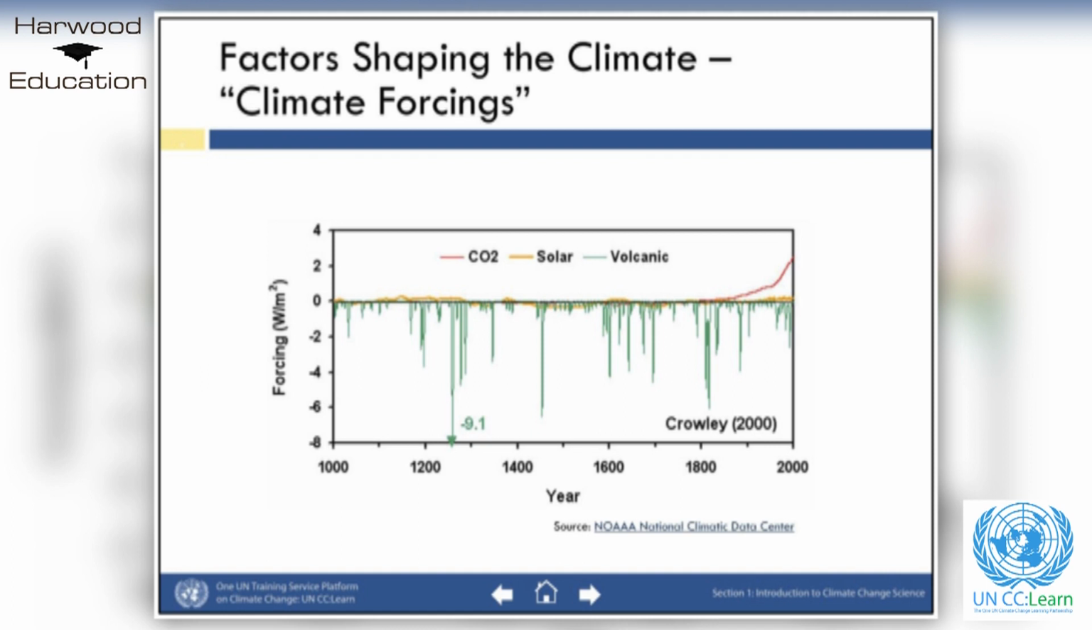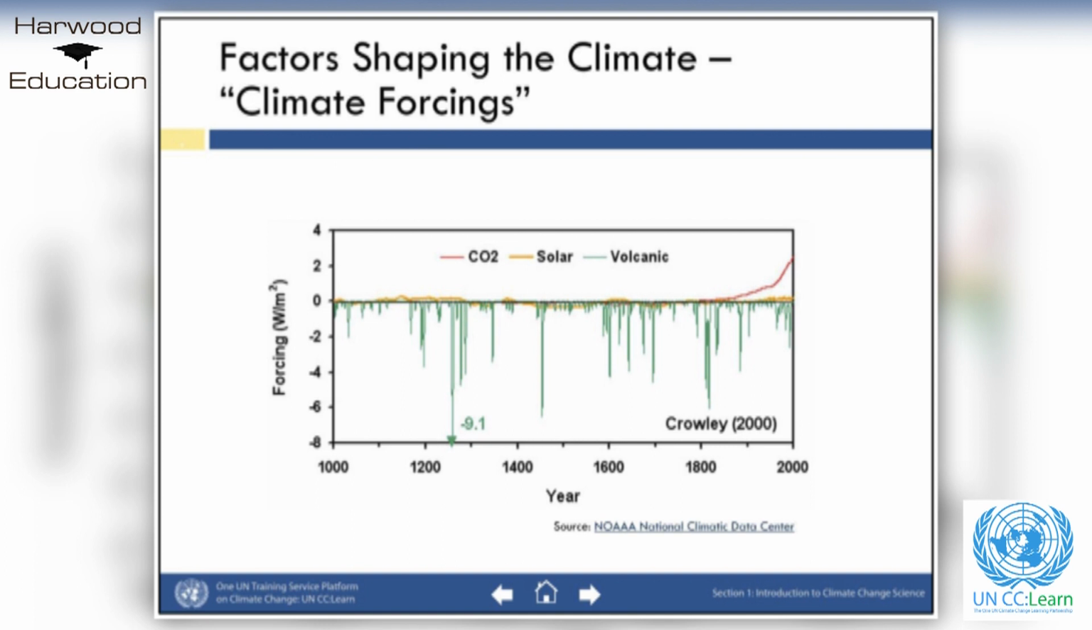Factors shaping the climate. Climate forcings. The natural greenhouse effect is part of a balanced system of energy transfer and transformation within the atmosphere, at the Earth's surface and in the oceans. The Earth's climate remains largely stable because the energy received is equal to that lost. The energy budget is therefore balanced.